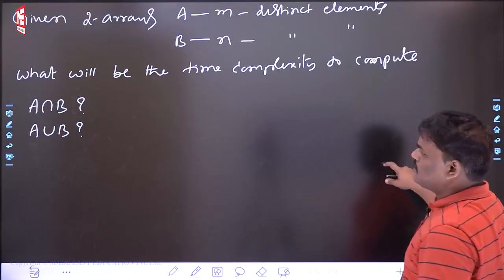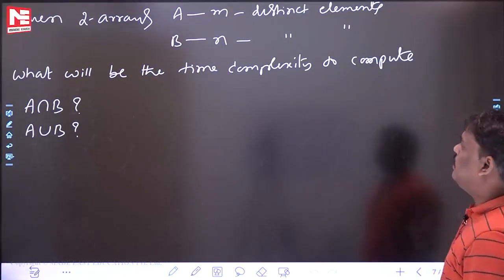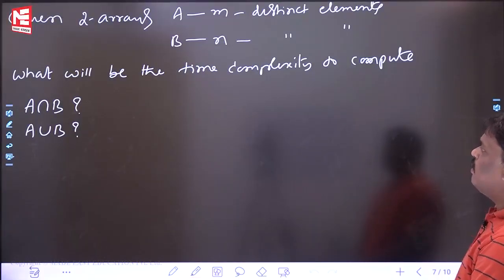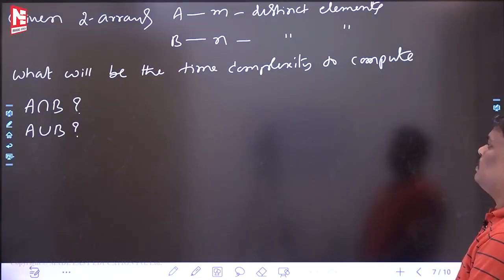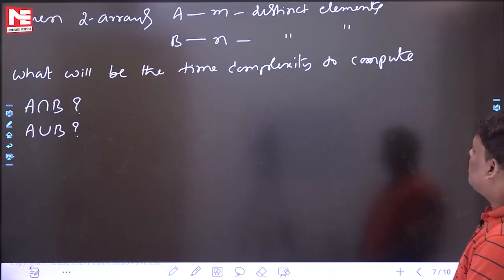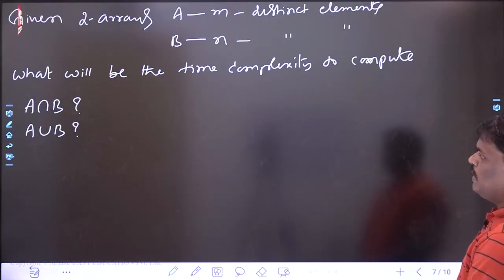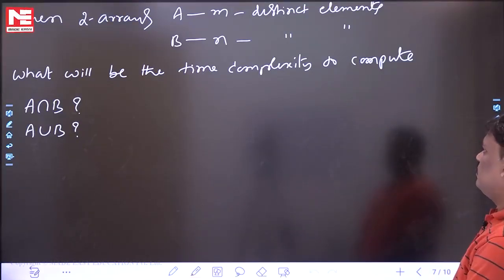On merge sort, see this. Given two arrays, A with m distinct elements, B with n distinct elements. Two arrays are given, A and B. What will be the time complexity to compute A intersection B and A union B? To do A intersection B and A union B, what time complexity are they asking?